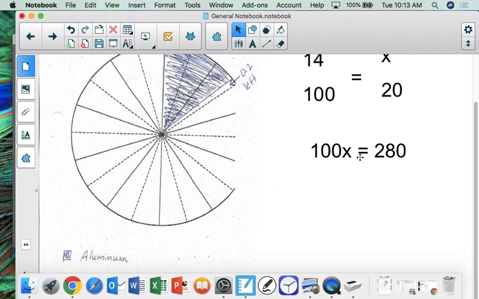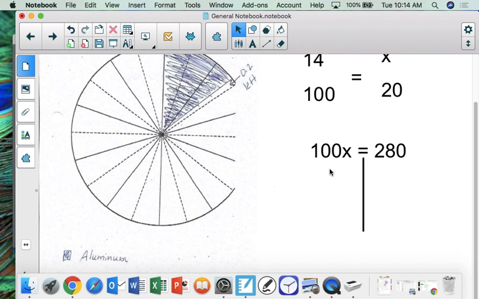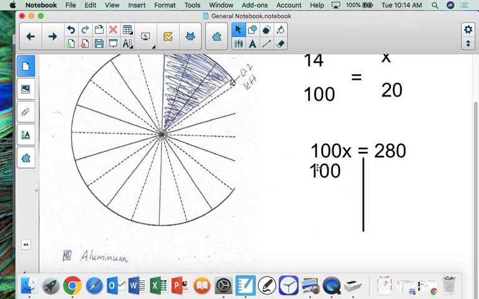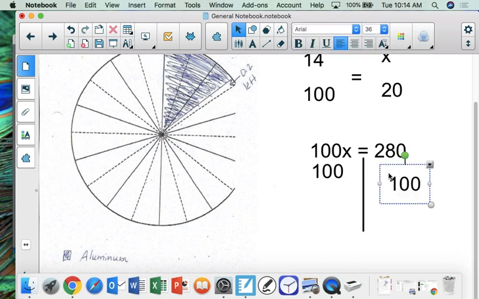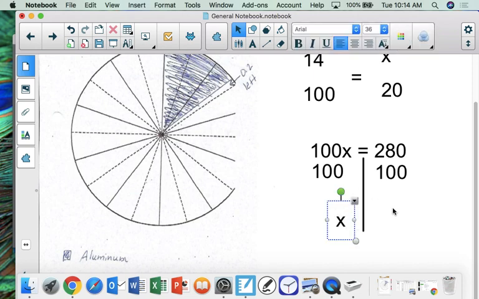So imagine I'm going to draw my line here down the middle of this equation, and whatever I do to one side of the equation I have to do to the other side. So on the left side, in order to get x by itself, I need to divide by 100, and that means I need to do it on this side. So if I divide by 100, that cancels out the 100, and if I do it on this side, 280 divided by 100, I see that x is going to equal 2.8.